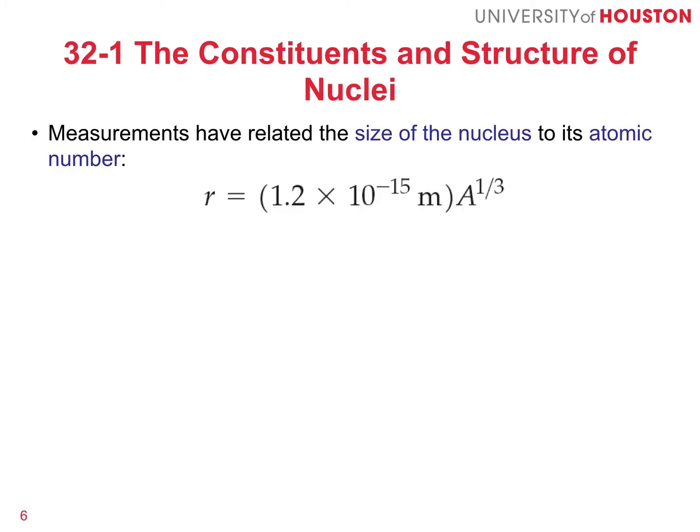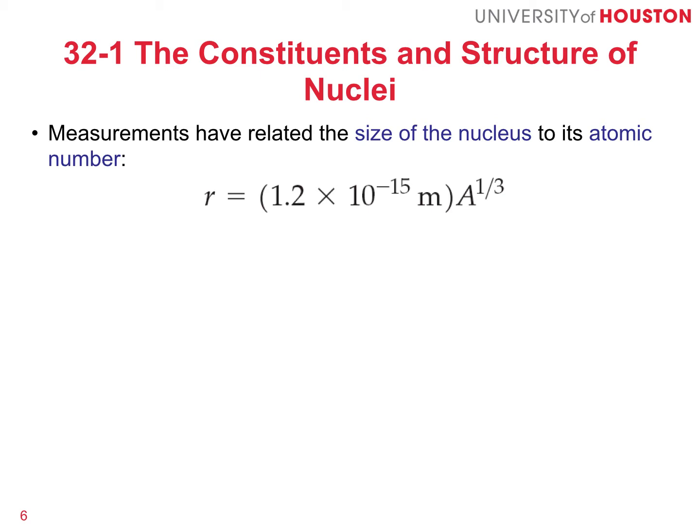Now, we can relate the approximate size of the nucleus to the atomic number. If we think of the nucleus as a sphere, the radius of that sphere, r, will equal 1.2 by 10 to the minus 15 meters times A to the power 1 over 3, where A is the mass number, which is the number of protons plus neutrons.